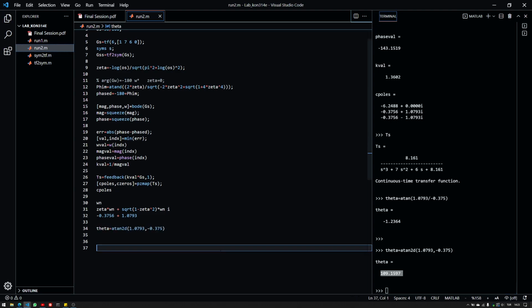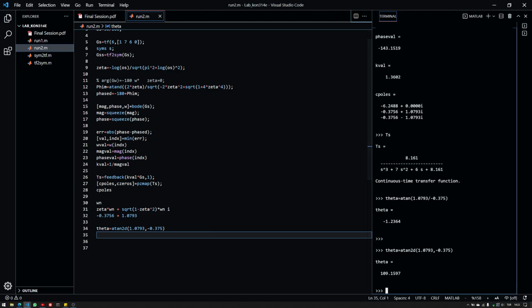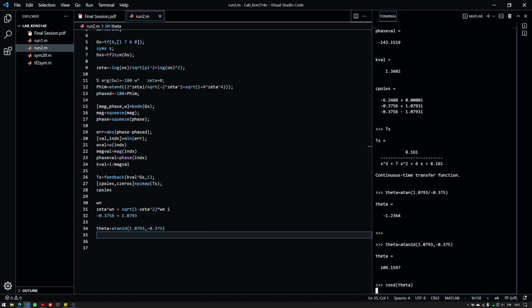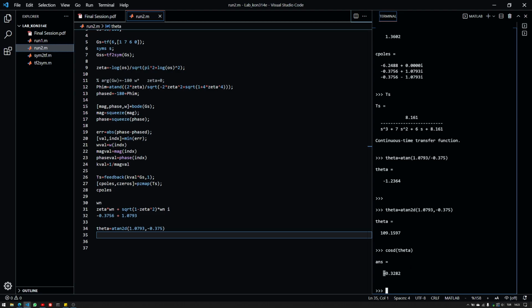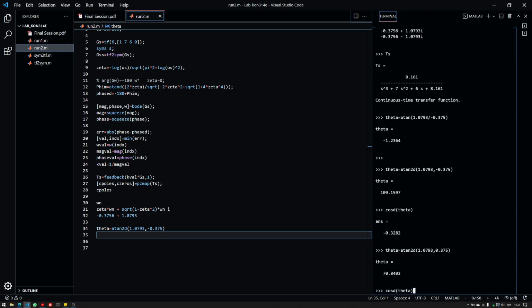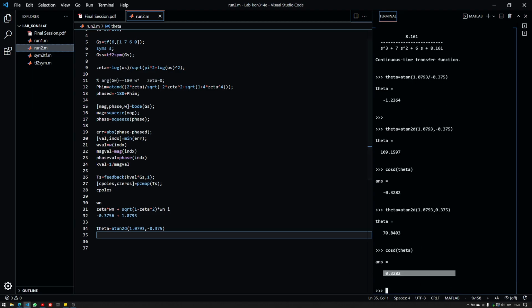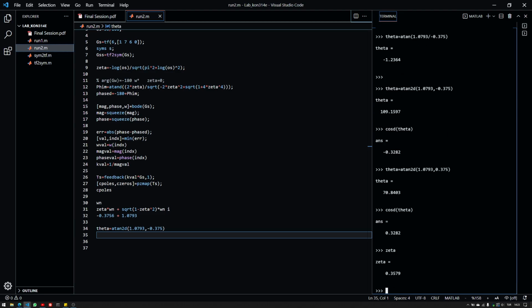So 109 degrees. And then the cosine d, I guess, should give us this. Of course, this is 109 degrees, therefore we have a negative value, so we might get rid of it by using this, and then this, and we have theta corresponding to this value, which should be basically 0.3579, but it is approximately 0.3282.